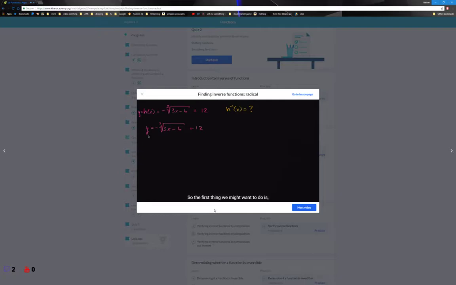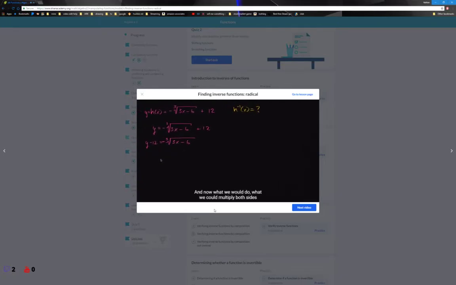So the first thing that we might want to do is let's isolate this cube root on, let's say, the right-hand side. So let's subtract 12 from both sides. And we would get y minus 12 is equal to the negative cube root of 3x minus 6. Don't want to lose track of that. And then we subtracted 12 from both sides. So that 12 is now gone.